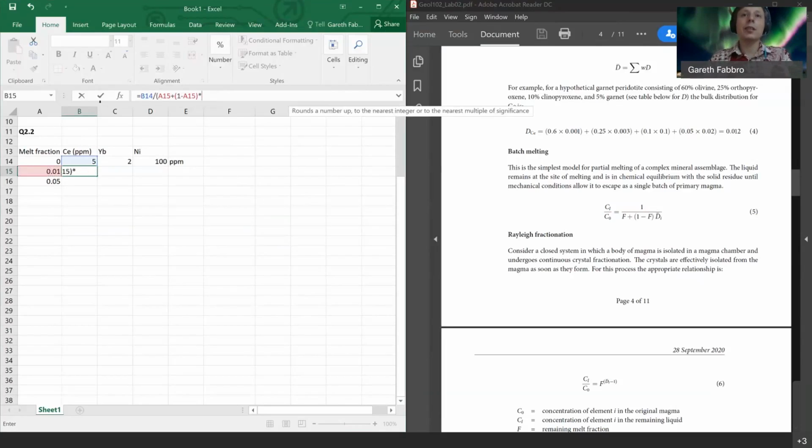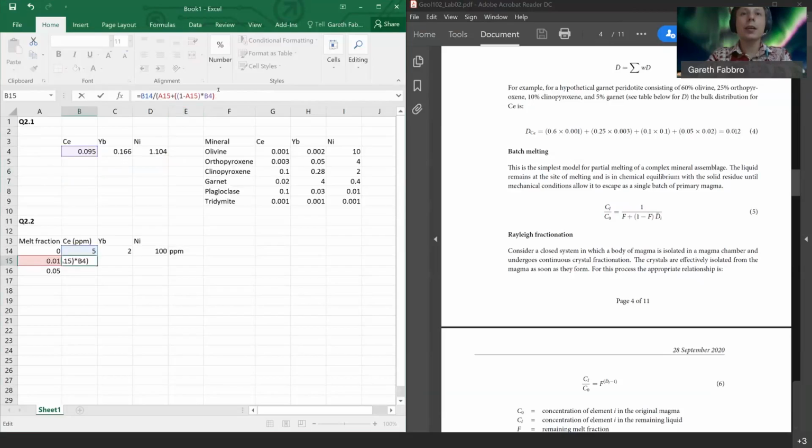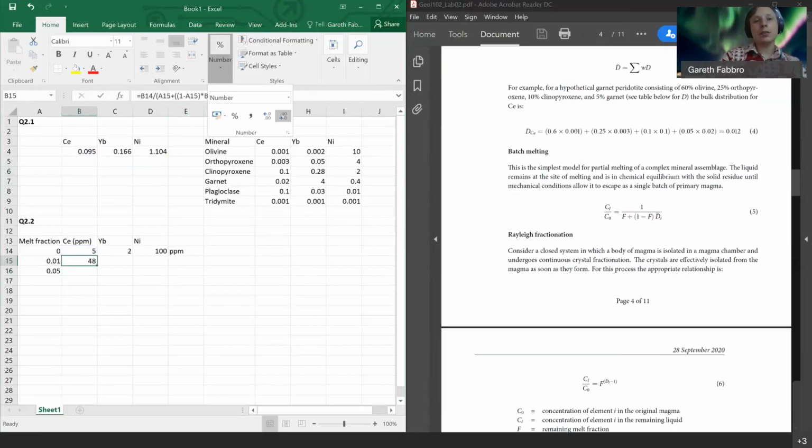and again, make sure you use the right number of brackets. It multiplies before it adds, and you want to multiply it by your D, which you calculated in the previous question. Close the bracket, then you enter it. Again, make sure that you give a sensible amount of precision. No point giving it to that many decimal places because we don't know any of the other numbers to that many decimal places.